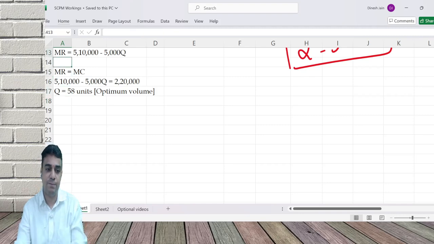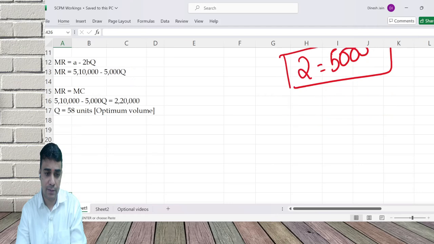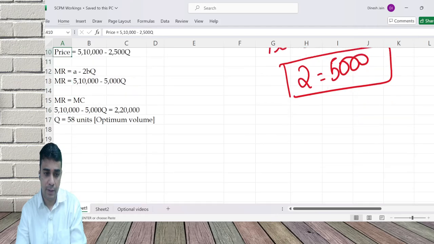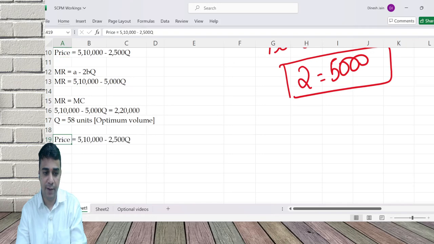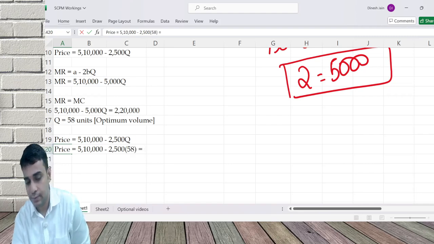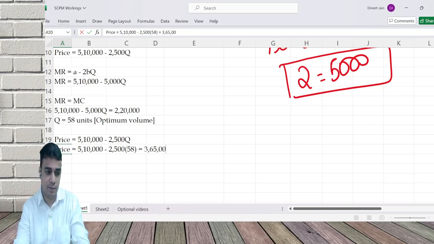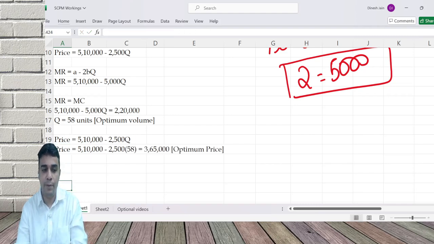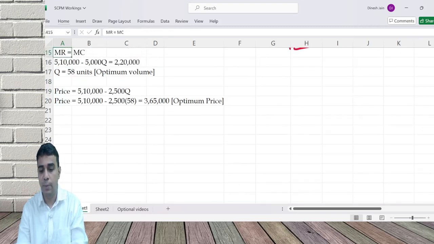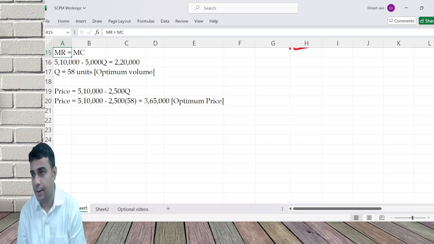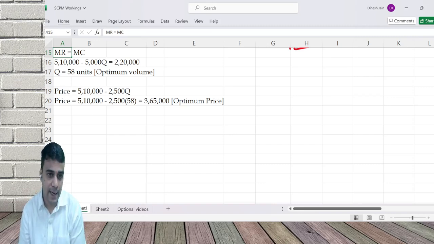I substitute this back in the price equation. Price equal to 5,10,000 minus 2,500 Q. 2,500 into 58, 3 lakh. Optimum price. Volume 58, price 365. Any doubts?